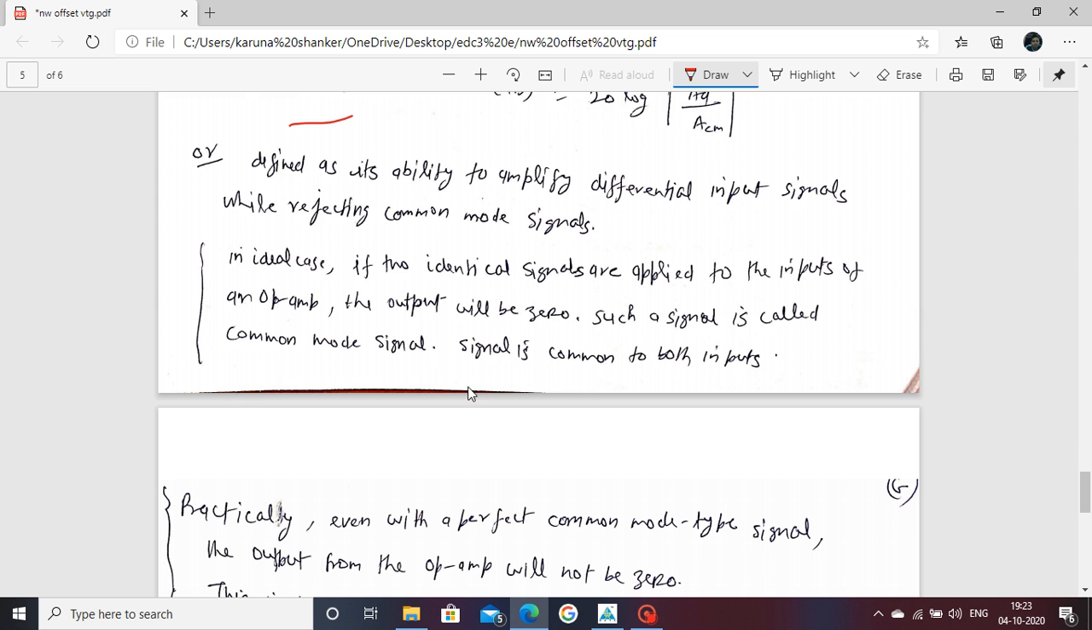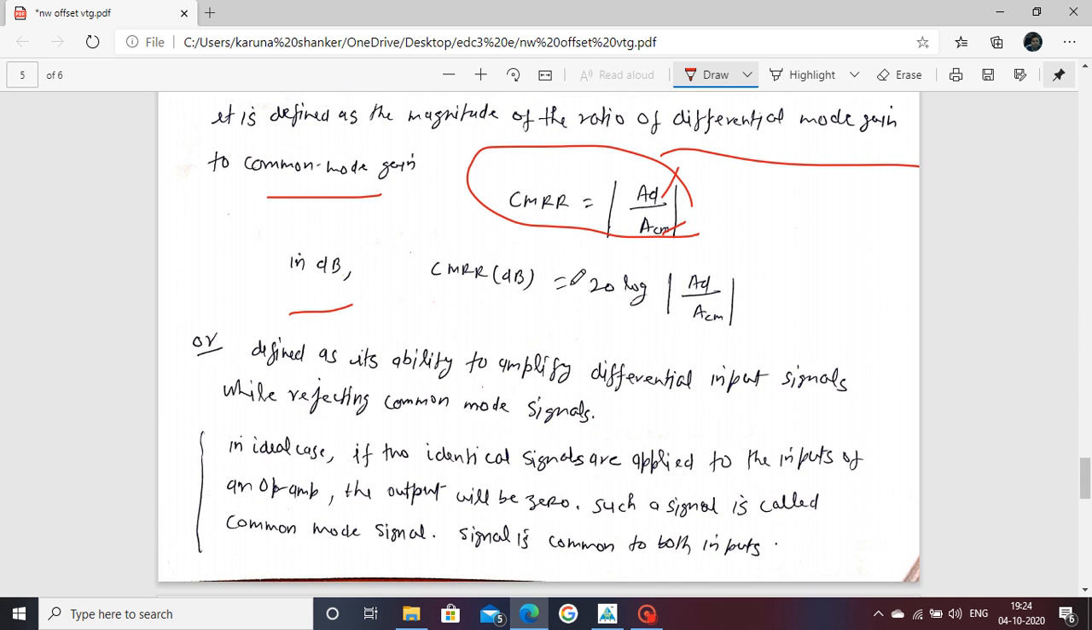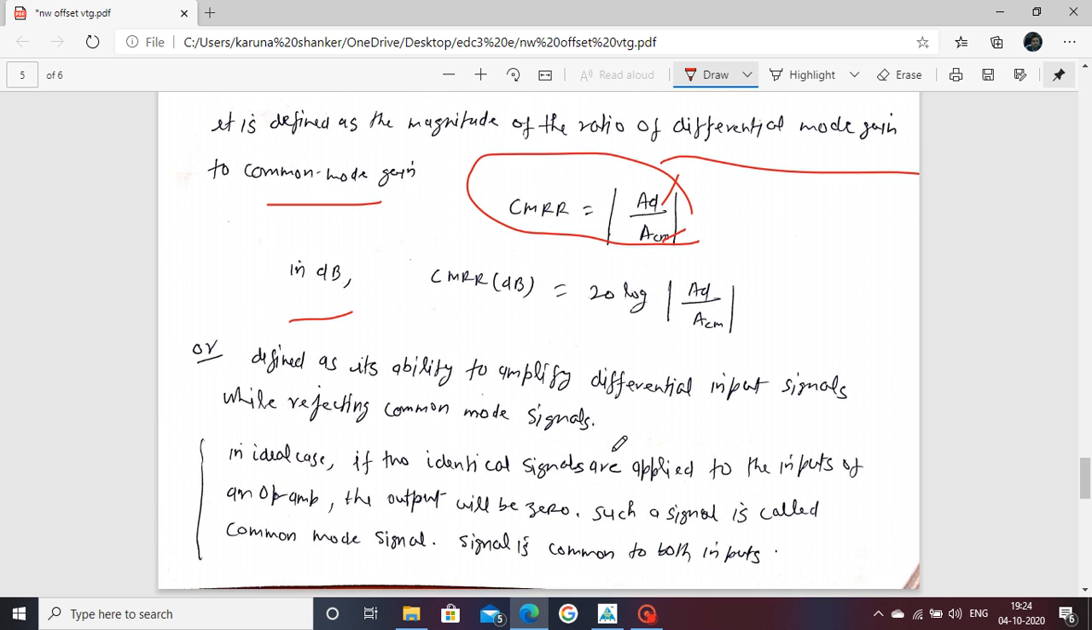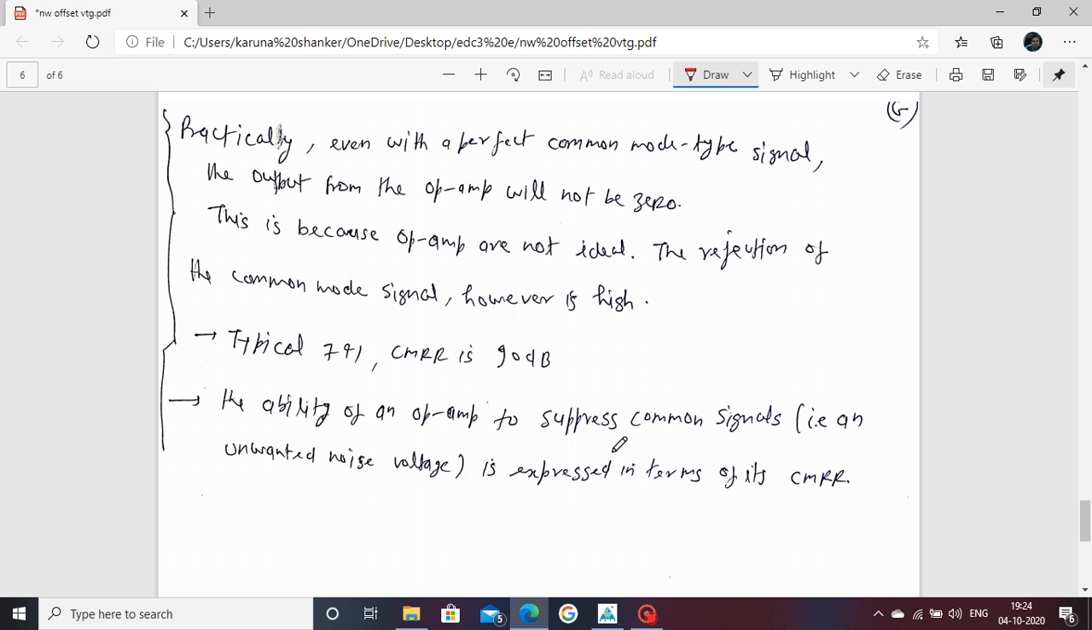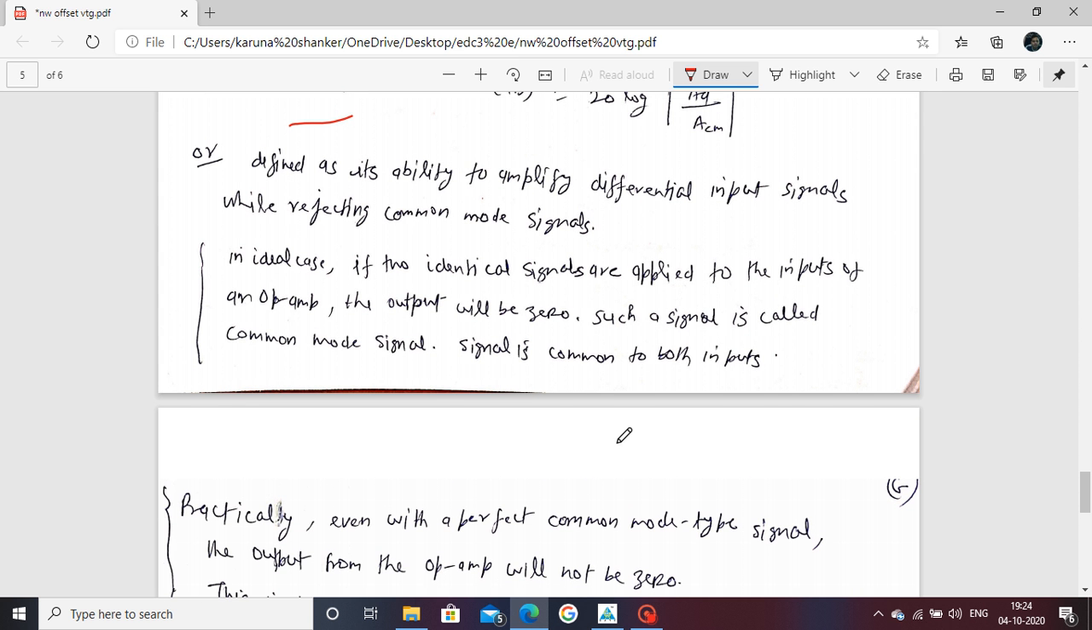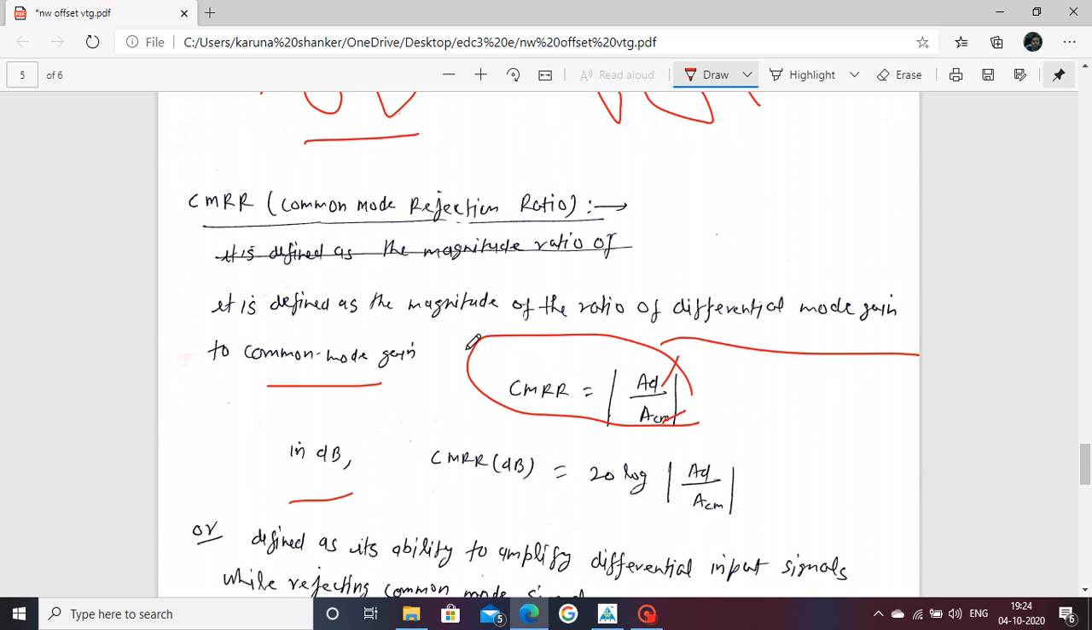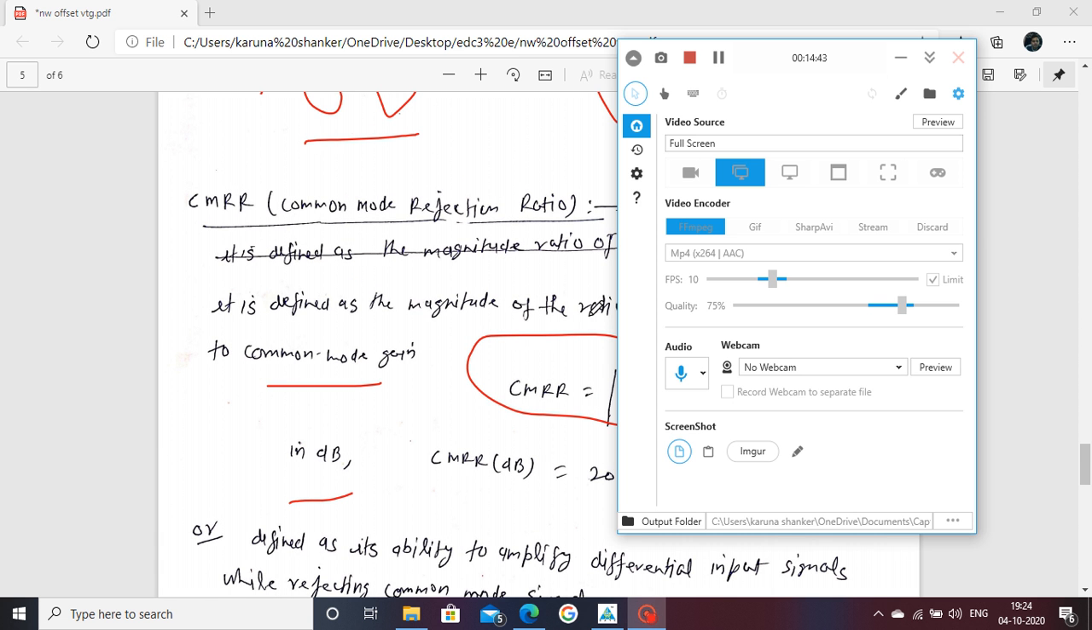It means that in the ideal case, if both inputs are the same, the output is equal to 0. The difference of your input signals is amplified, while the common mode signal is rejected by the common mode rejection ratio. This is a very important parameter in the definition of your op-amp.